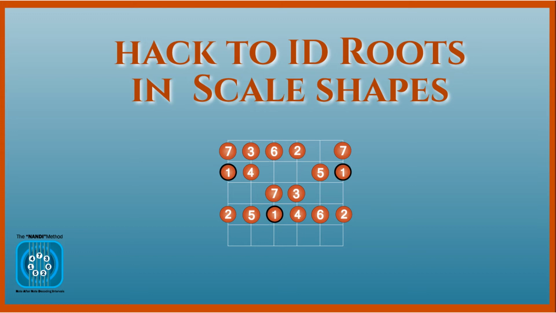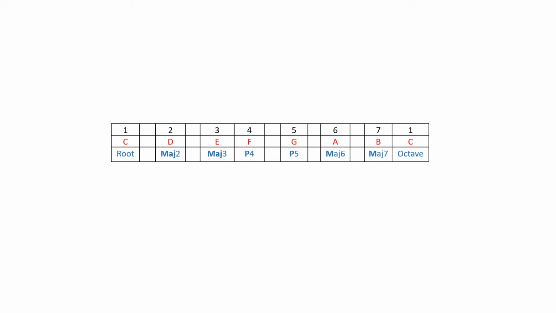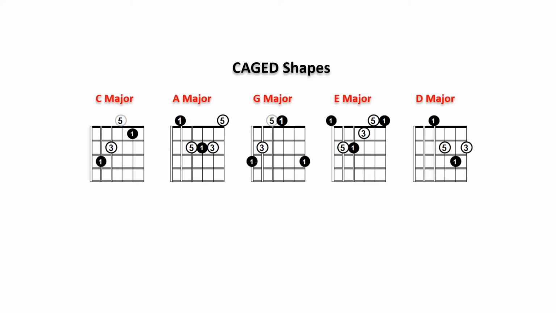In this lesson, we will discuss a hack to identify the roots in CAGED major scales using the NANDI method. The intervals and notes of the C major scale are shown below. The word CAGED stands for the 5 basic major chord shapes, C, A, G, E, and D.